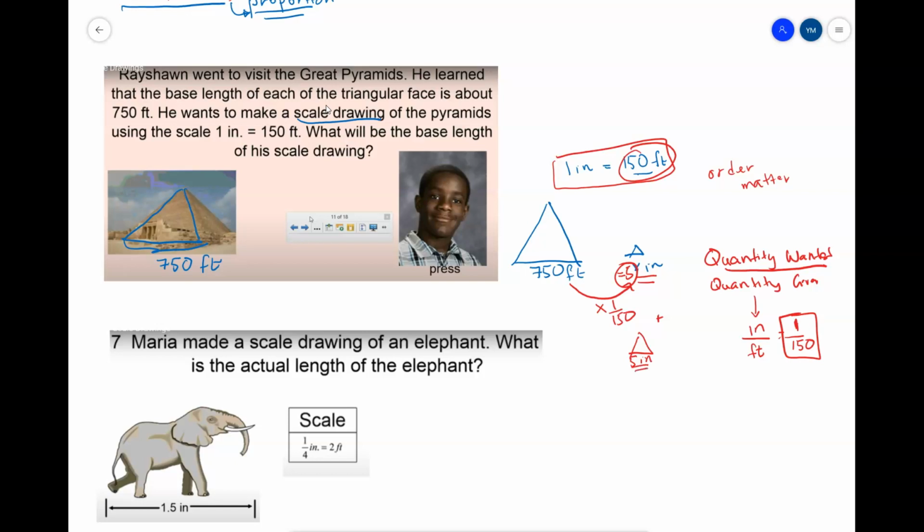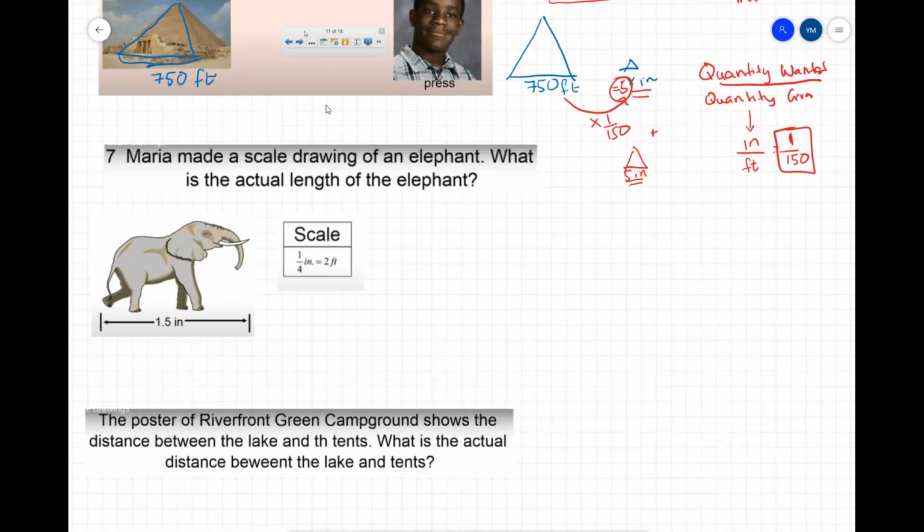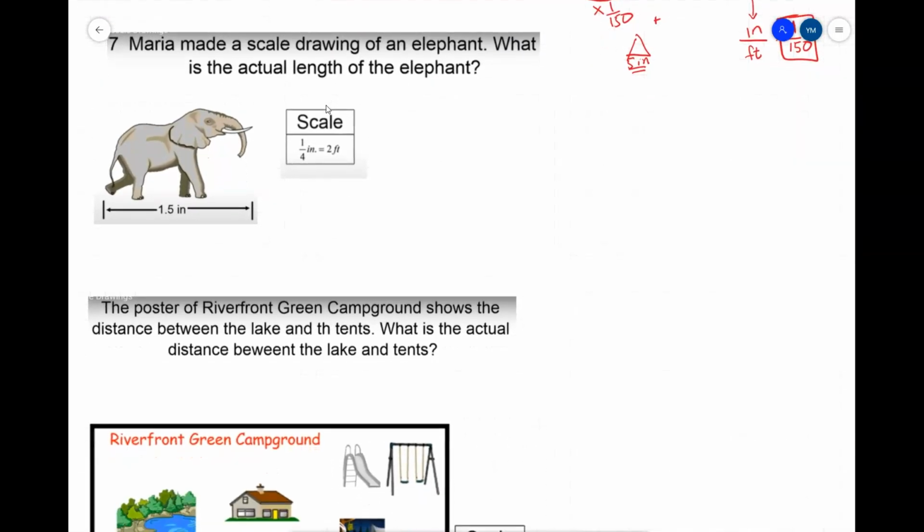All right, so hopefully you guys can play the video a few times if you want, but the idea, we're going to practice a little once more. So let's look at another example. Okay, so now here's another example where Maria makes a scale drawing of an elephant. What is the actual length of the elephant? Right? So this is actually her replica.